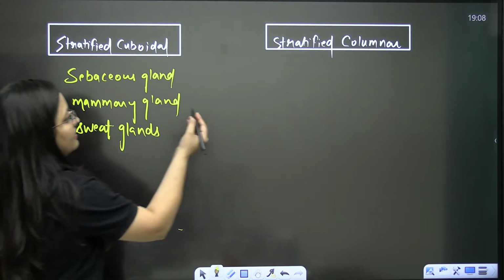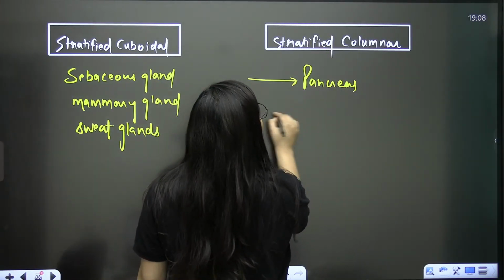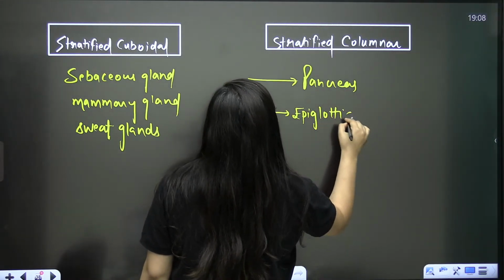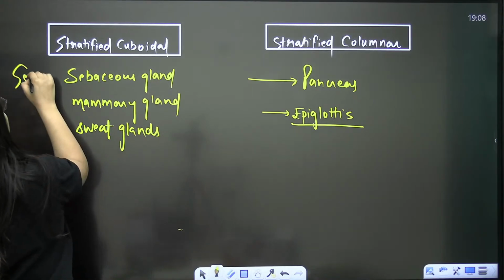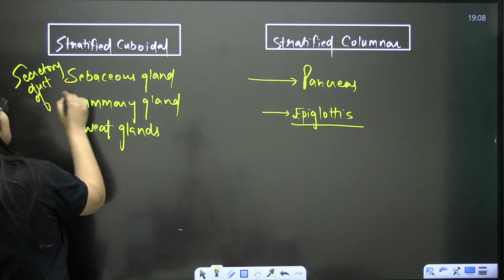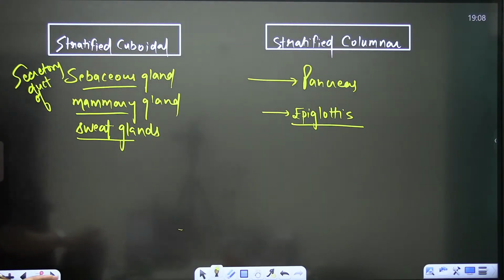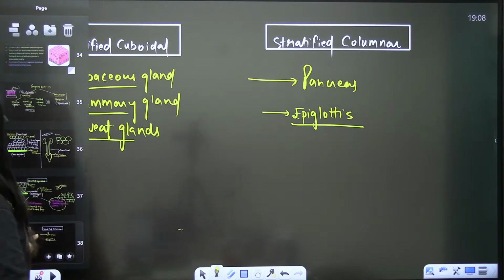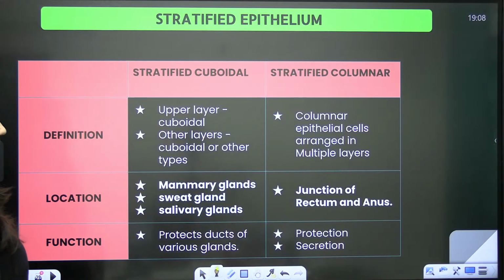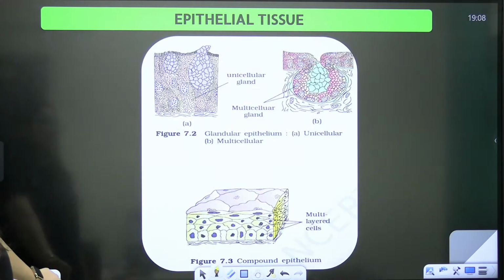And you will find it in the case of pancreas. You will find it in the case of epiglottis. That's all. So in the secretory duct of sebaceous gland, of mammary gland and sweat gland, stratified cuboidal epithelium is there. That's it. So see, examples are given. Junctions of rectum and anus are also having this stratified columnar epithelium.